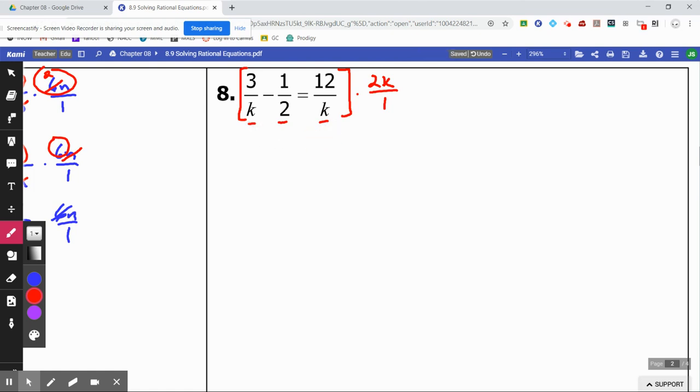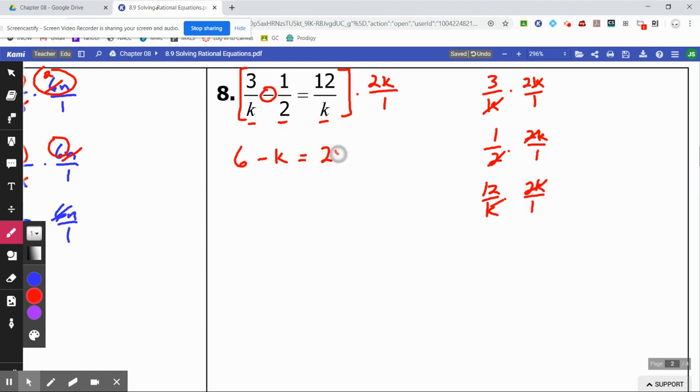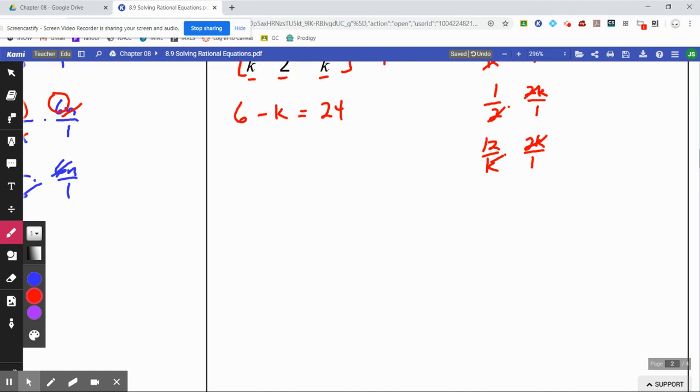So let's take and multiply all three fractions here times that 2k. There, the k's will cancel and leaves me with just the 6. When I do 1 over 2 times the 2k, the 2's cancel and leaves me with just the k. So make sure you bring down that minus sign, equals, when I multiply 12 over k times 2k, the k's cancel and leaves me with 12 times 2, which is 24. So I have 6 minus k equals 24.